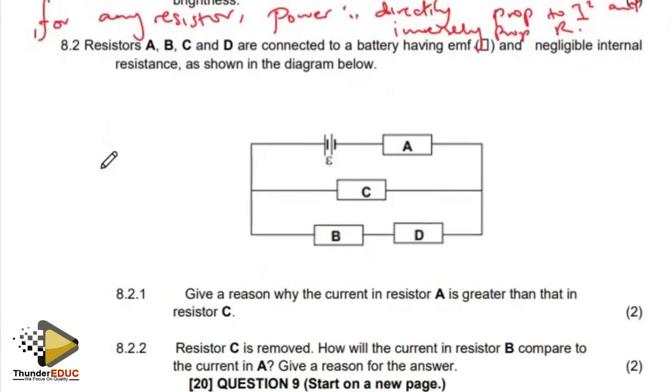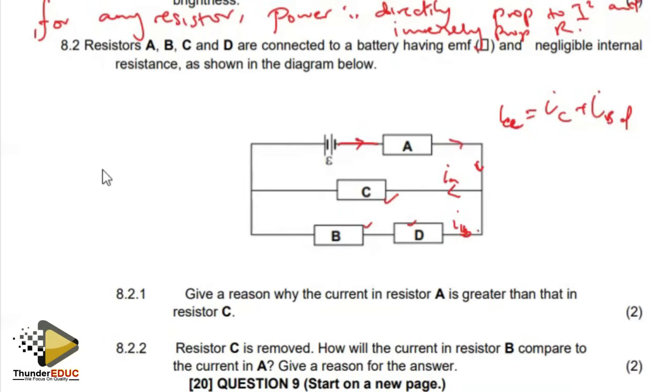Eight point two, resistors A, B, C, and D are connected to a battery that has EMF and energy given to resistance as shown. Give a reason why current in A is greater than the current in C. By virtue of looking at this, A is connected to the line that is going to feed these others. And the fact that C is in parallel with this, there's a division. There's a current in C, there's a current in B. So the current of A should be equal to the current of C plus B and D. Basically, that is the literal explanation.